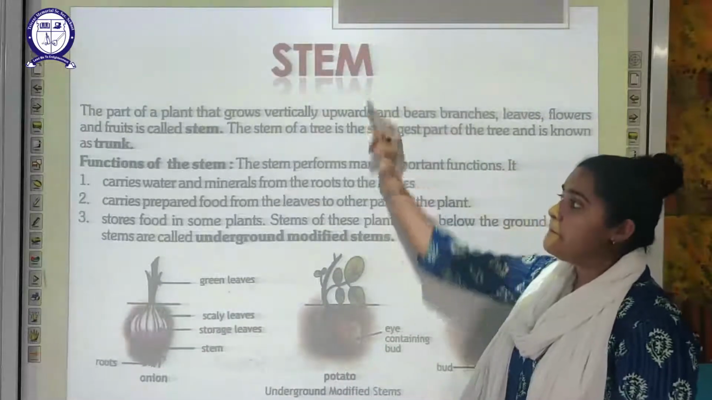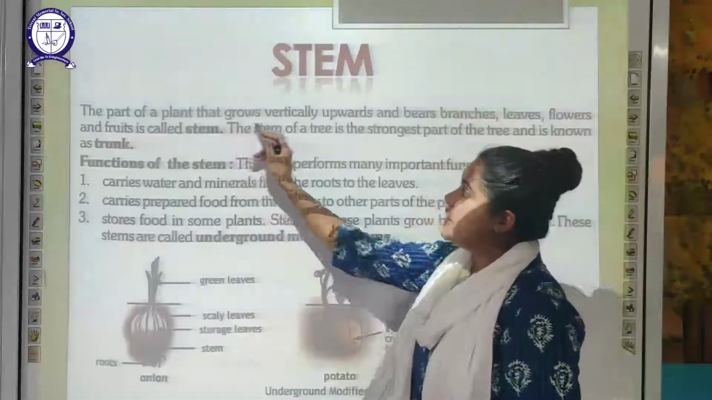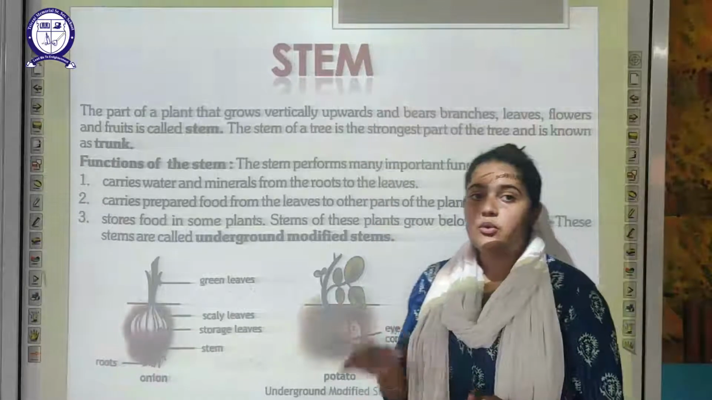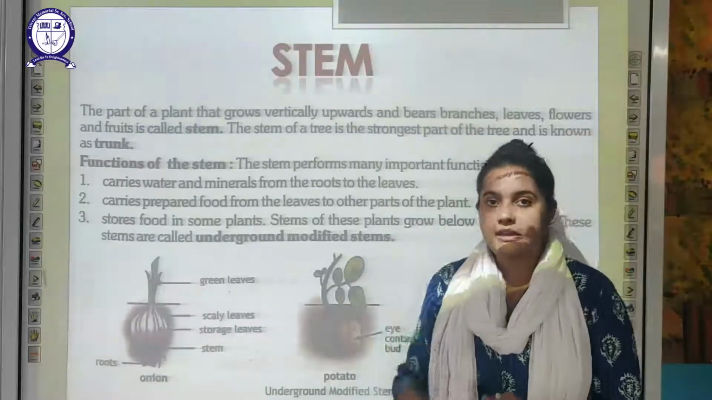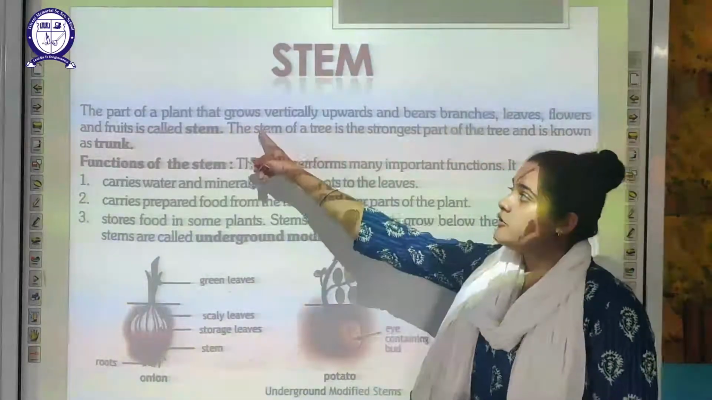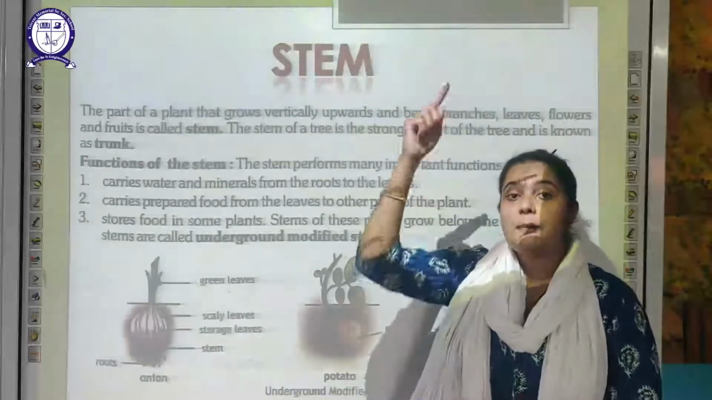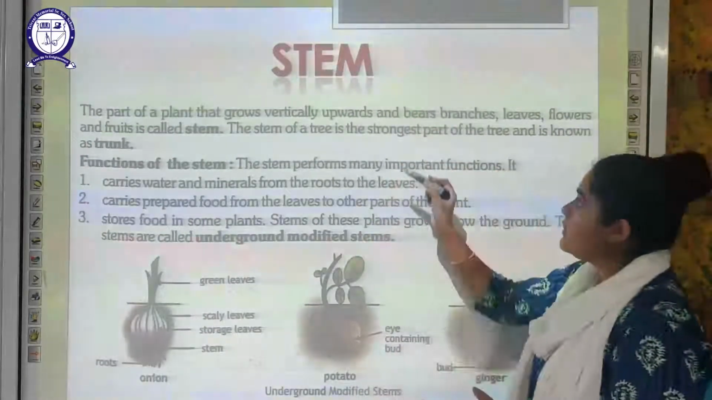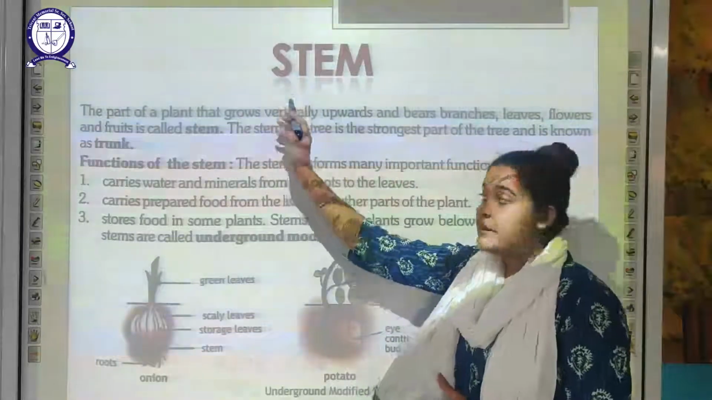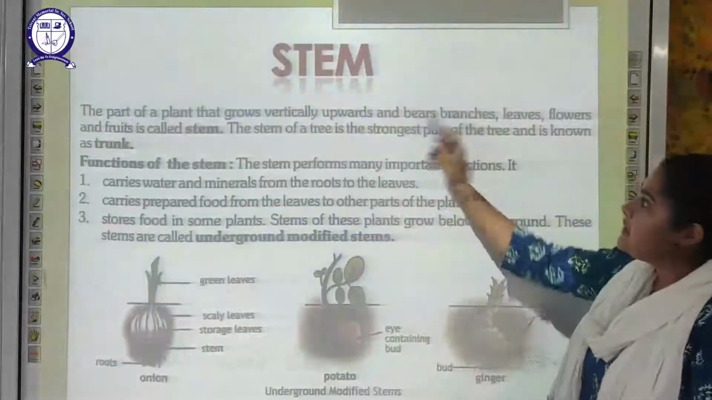The first one is the stem part. The stem is the part of the plant that grows vertically upward. The root grows vertically in the downward direction, and the part of the plant which grows vertically in the upward direction, above the surface of the earth, is called the stem, and it bears what?